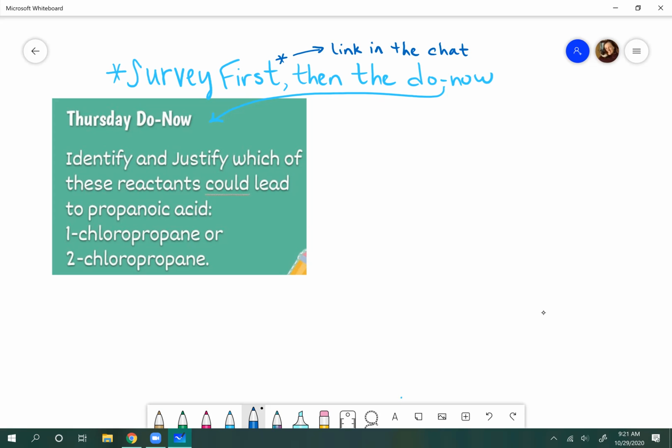I was just told to share why I picked 1-chloropropane as the correct answer. It was because in order to become propanoic acid, you have to have a double bonded O with the OH on the end of the molecule. And if you have 2-chloropropane, the chlorine in the middle would also have to be radicalized, and it would just be much more complicated.